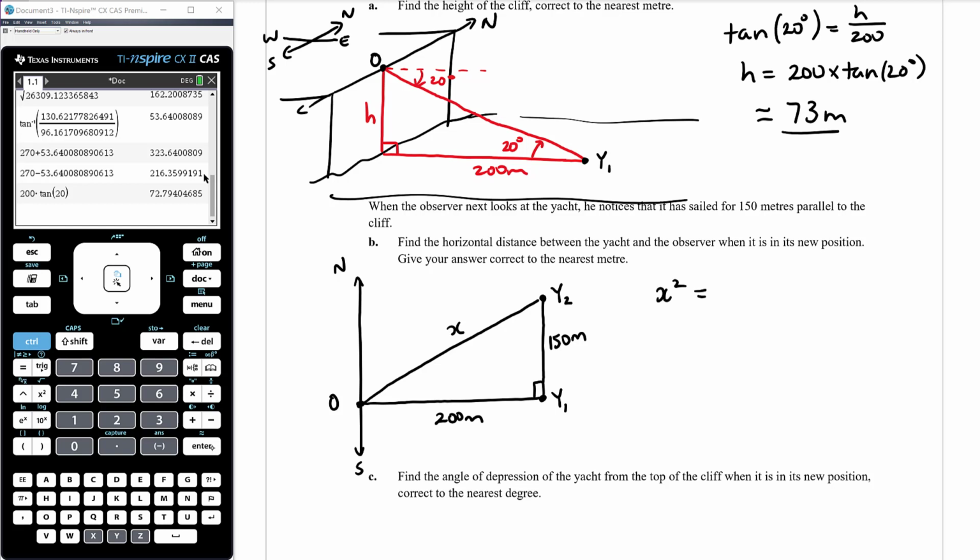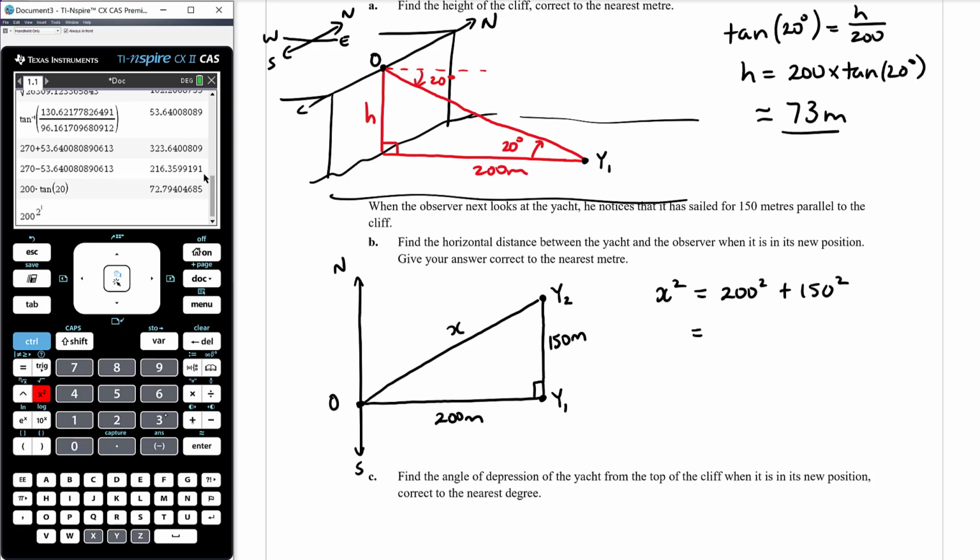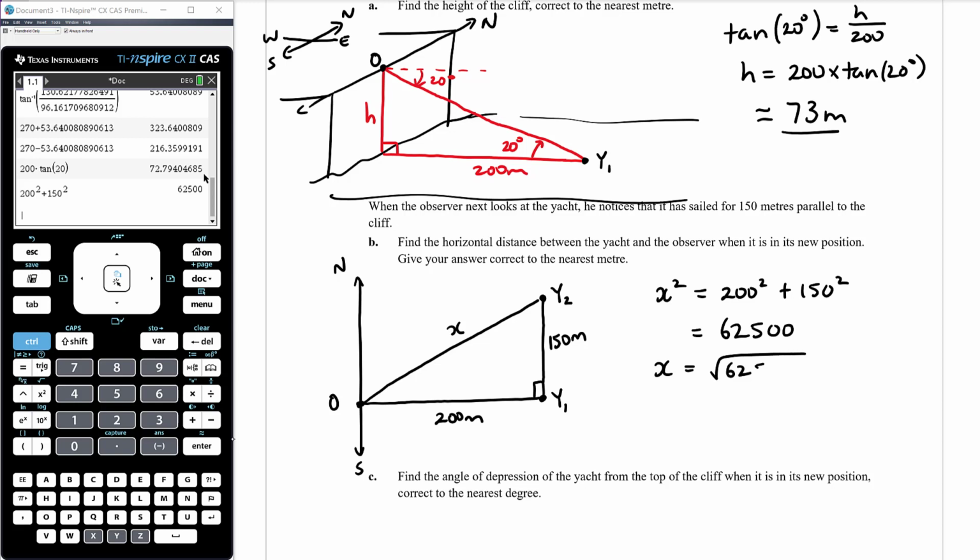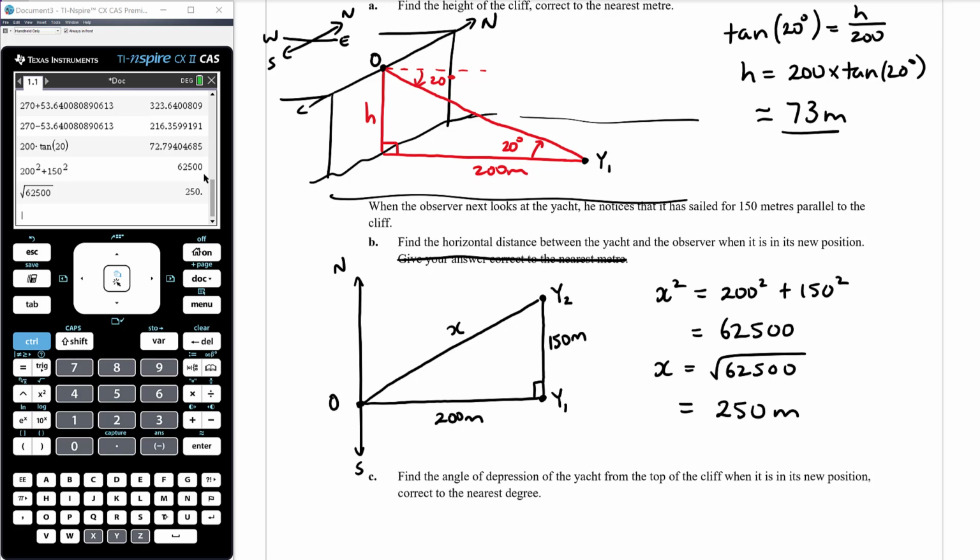So x squared is 200 squared plus 150 squared. So 200 squared plus 150 squared is 62500. And so x is the square root of that. Oh, it's exactly 250 meters. Giving your answer to the nearest meter is actually not needed there because it's a perfectly exact answer.